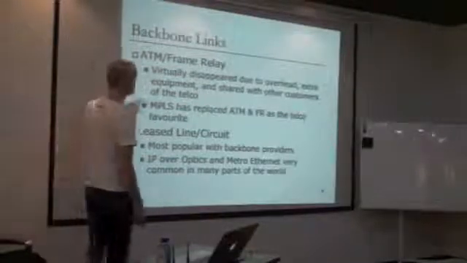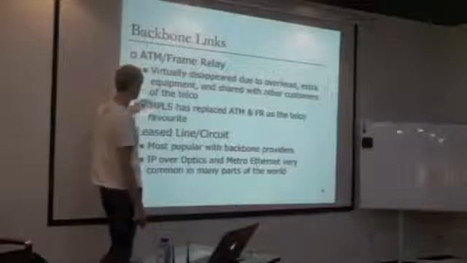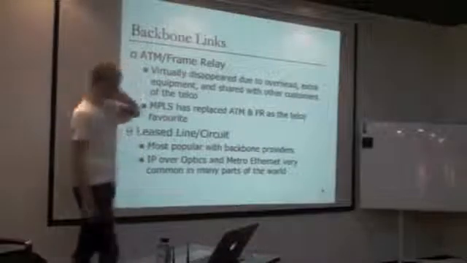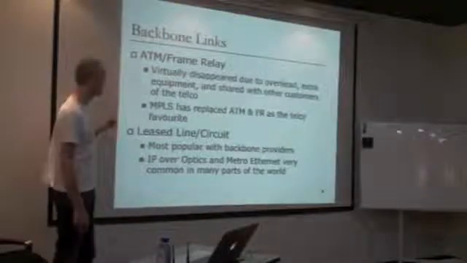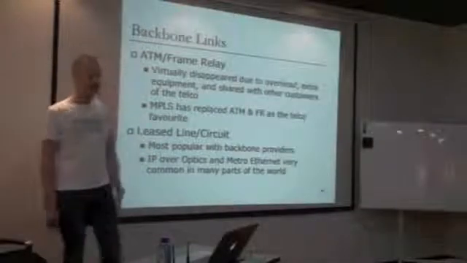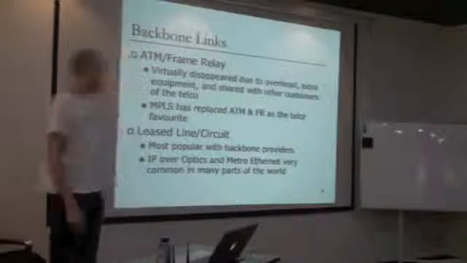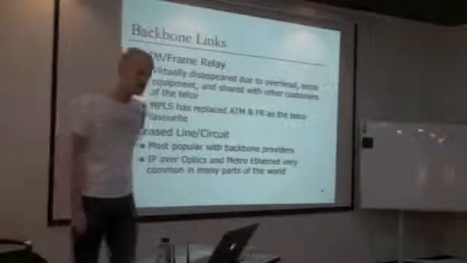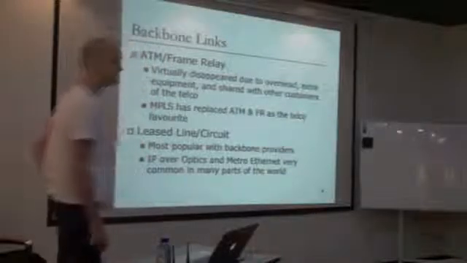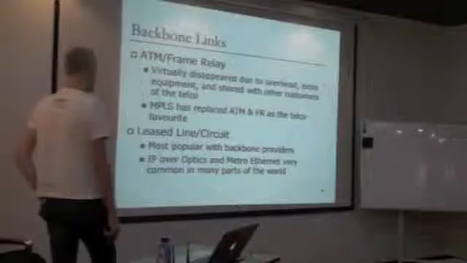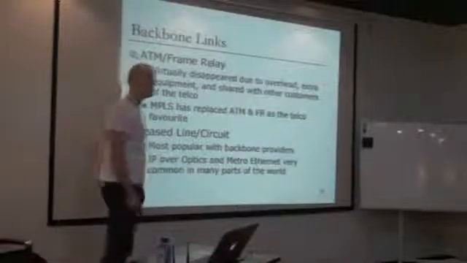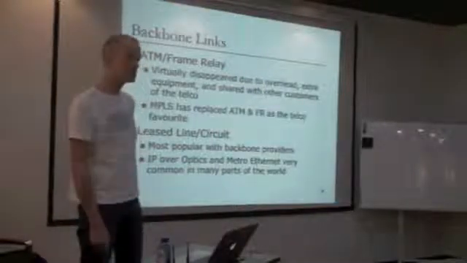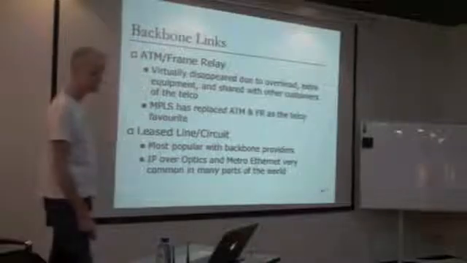MPLS has pretty much replaced ATM and frame relay as the telco favorite. So the telcos have adopted MPLS really as the replacement for ATM. The other way of doing it is the leased line or general infrastructure circuit, and this is most popular with the backbone providers. IP over optics, Metro Ethernet, this type of thing. People are using Ethernet, Gig Ethernet, and so forth, even for medium distances. Some places I see gigabit Ethernet links 100, 200 kilometers long now being used for ISP backbones because it's the cheapest way of providing the infrastructure.